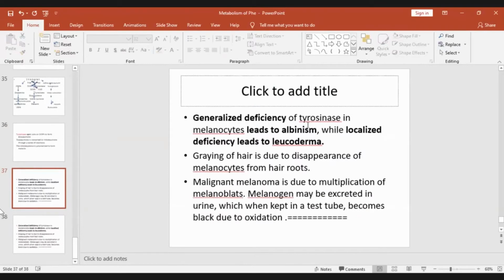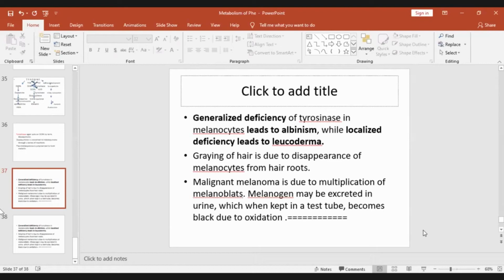Generalized deficiency of tyrosinase in melanocytes leads to albinism, while localized deficiency leads to leukoderma. Graying of hair is due to disappearance of melanocytes from hair roots. That's what we see in the elderly people and some youngsters also, of course. Malignant melanoma is the condition due to multiplication of these melanoblasts. Melanogen may be excreted in urine, which when kept in a test tube becomes black due to oxidation.